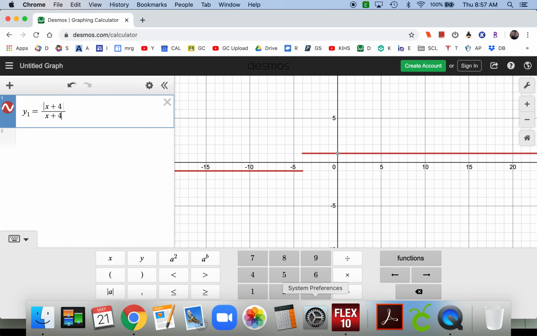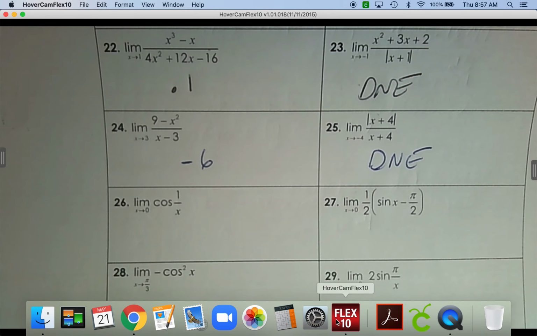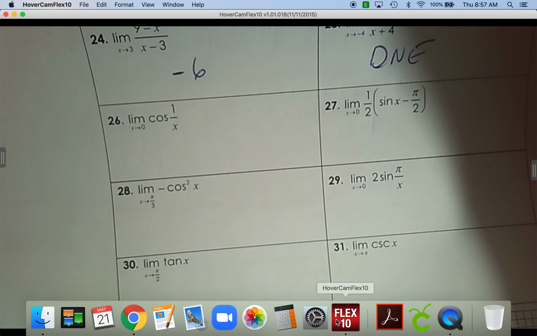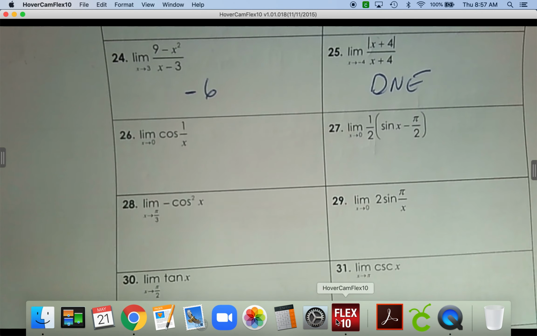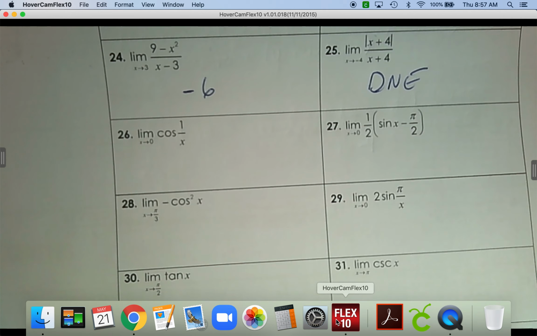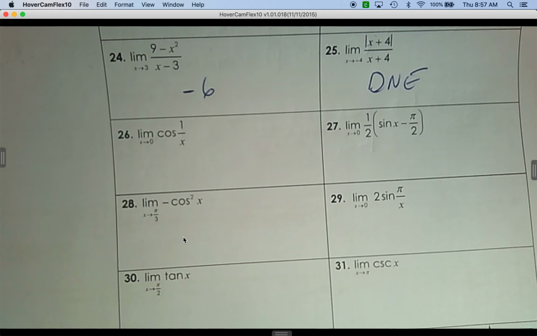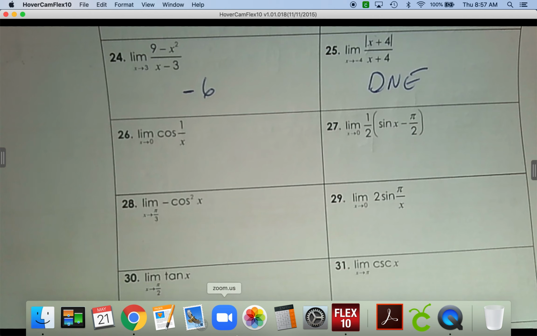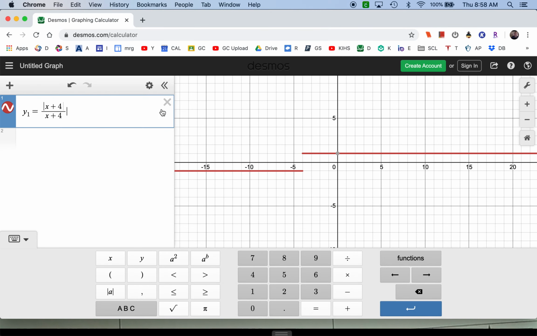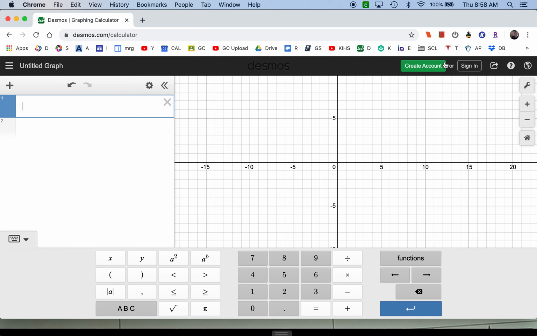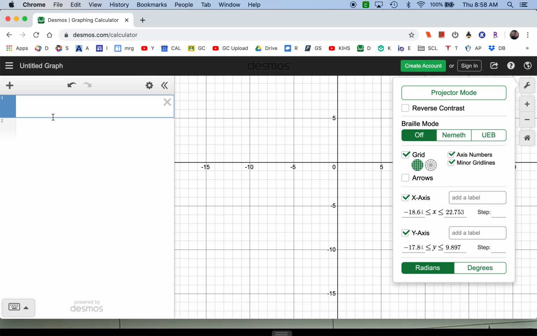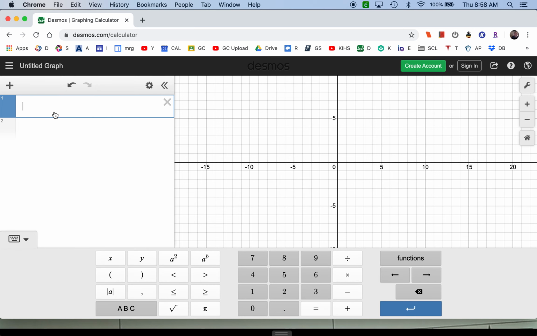26. Again, we're going to use a graph for this one. Cosine 1 over x as it approaches 0. Or we might use a table. So I'm going to make sure that we're in radians when we do this, and it is. So make sure yours is in radians.